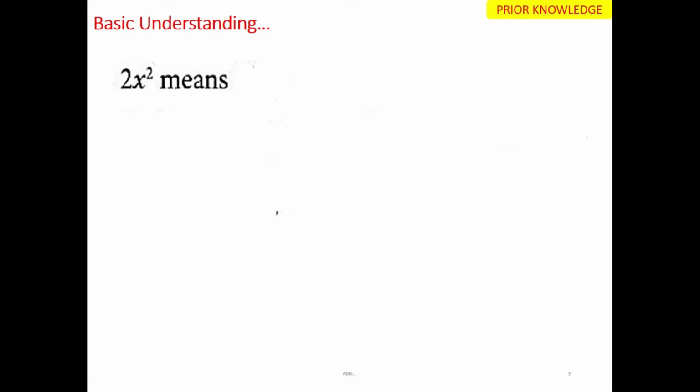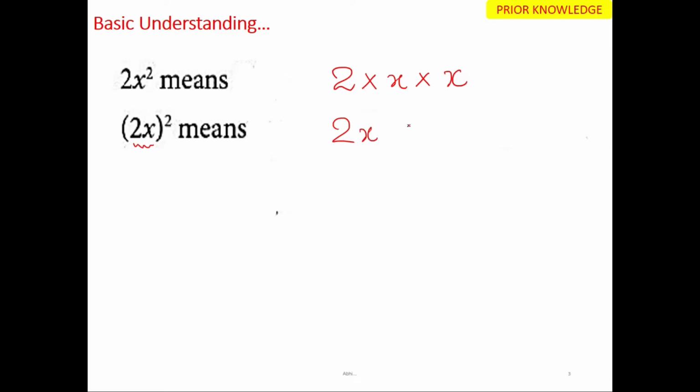First thing, if you are given 2x squared, what does it mean? It means 2 multiplied by x multiplied by x. What if it's 2x the whole square? Here it means the term 2x, which is inside the bracket, is getting multiplied twice. So can you see the difference? Here it's just x that's getting squared. Here it's 2x, the complete term, getting multiplied twice.